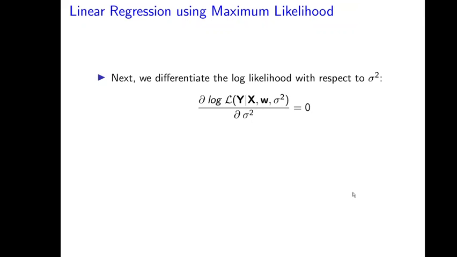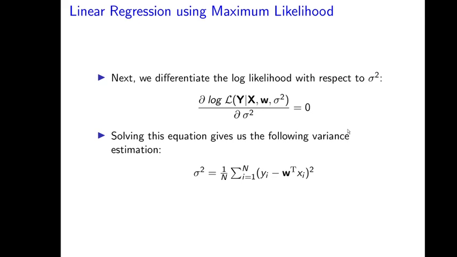Next, we differentiate the log likelihood function with respect to sigma square in order to obtain the constant variance of the noise variable of our regression function. And we set the first derivative to 0. By solving this differential equation, we find that the variance estimation is nothing but the summation of residuals between true and expected values.